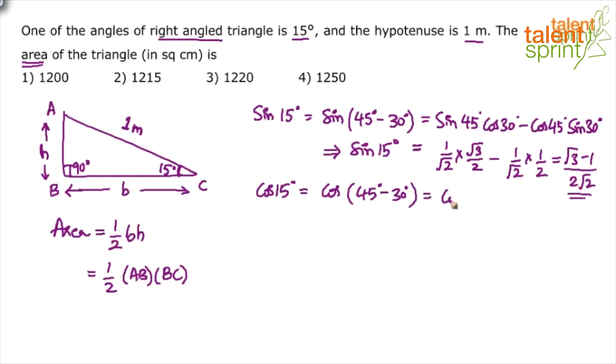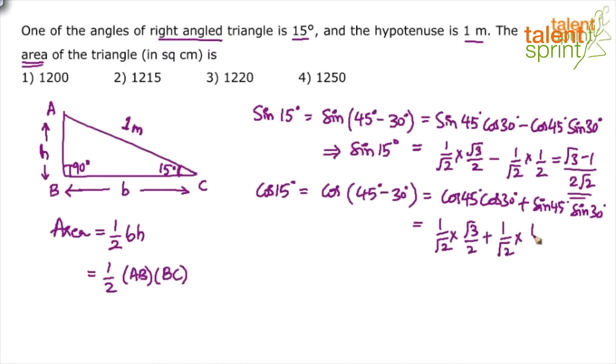So this will be equal to cos 45 cos 30 plus sin 45 sin 30. Cos 45 is again 1 by root 2, cos 30 is root 3 by 2, sin 45 is 1 by root 2, sin 30 is 1 by 2. So this comes out to be root 3 plus 1 by 2 root 2. What is this? Cos 15 degrees is root 3 plus 1 by 2 root 2.